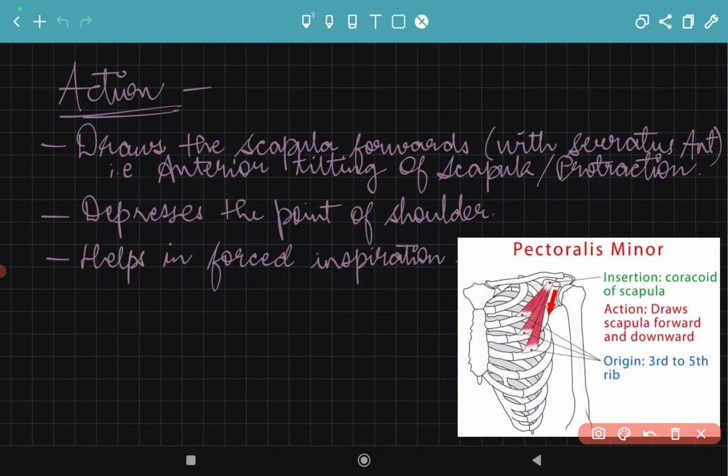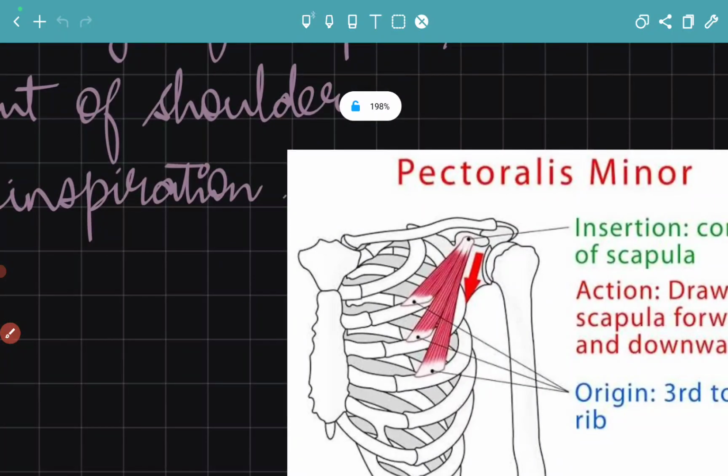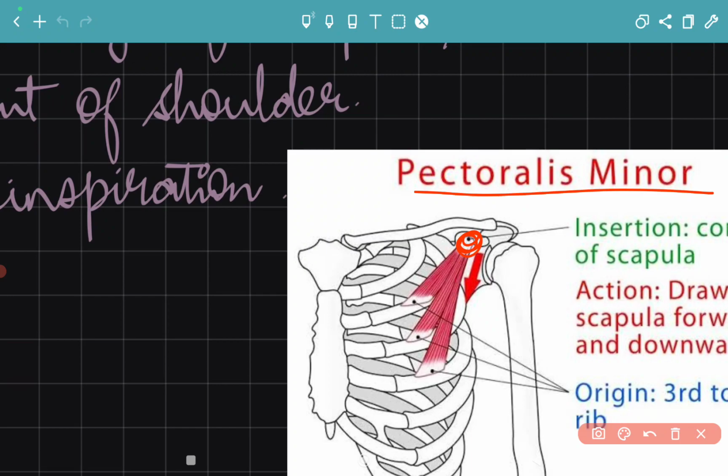Moving on to the action of pectoralis minor. So as we know, from the ribs, 3rd to 5th ribs, it goes to the coracoid process this way. So this is the insertion. This is the point of insertion of the pectoralis minor muscle, and as we can see here, this red arrow is marking how the line of action is working in this manner, downwards, pulling the insertion down.